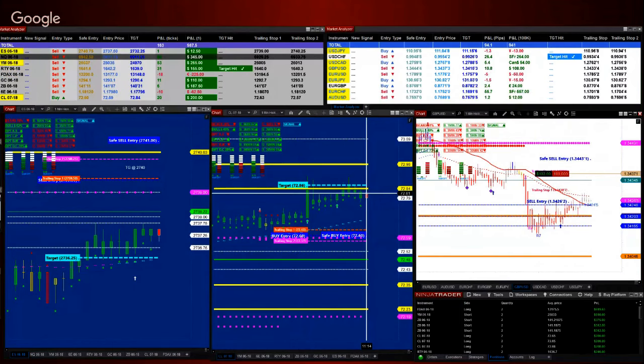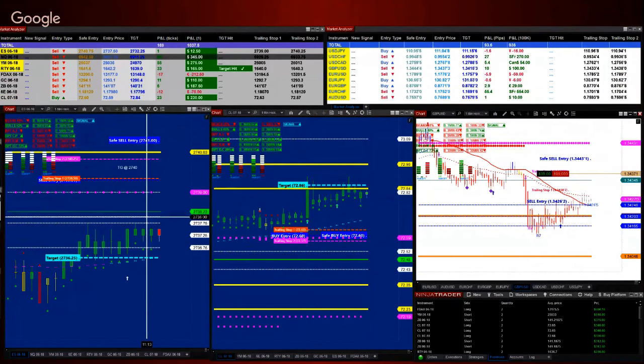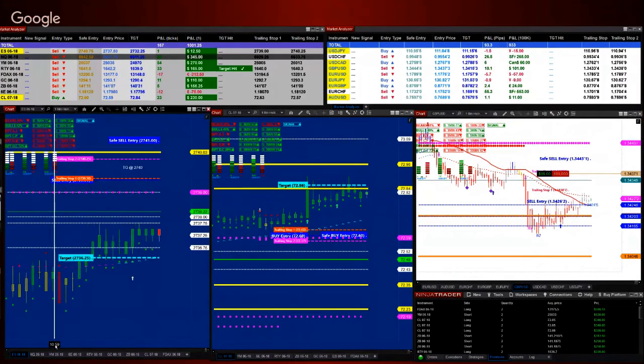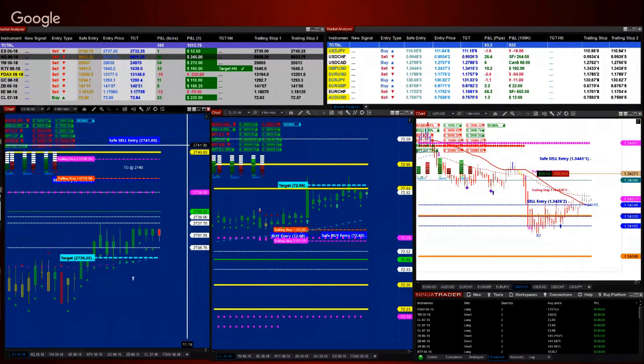Look at the ES. You have a double resistance line on the ES, 37.75 and 38, and we have a projection at 38.25 and a double resistance on 39. Good luck with that if you want to go long, folks. So this is our job.